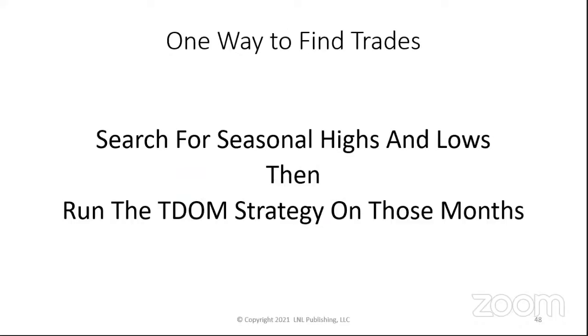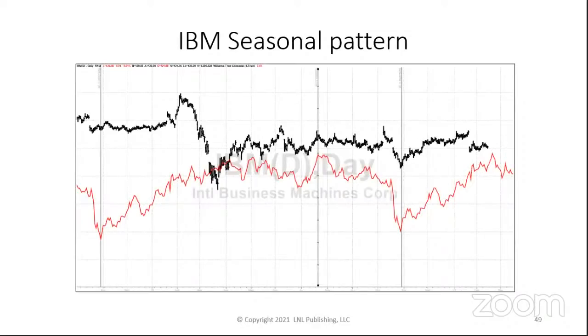So one way to find trades, I want to teach this to you. We're going to search for seasonal highs and lows, then run the trading day strategy on those months, okay? So here's the IBM seasonal pattern. IBM usually starts to rally in November. These red lines are the seasonal pattern. So we could start looking at where we want to buy in November, or if you were looking for sells, where do we want to sell? Usually it starts to come down in July, August. So we can find a seasonal sweet spot here.